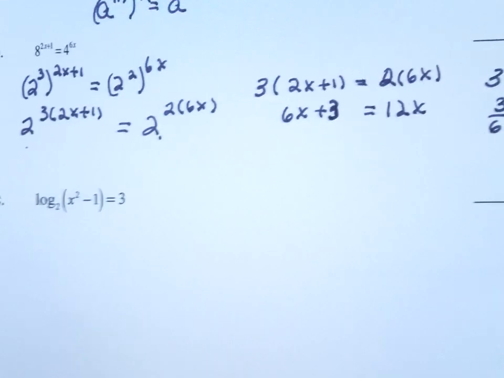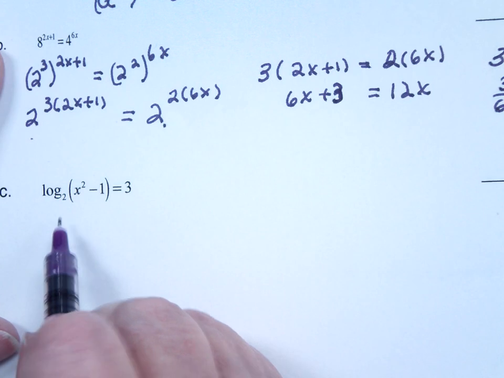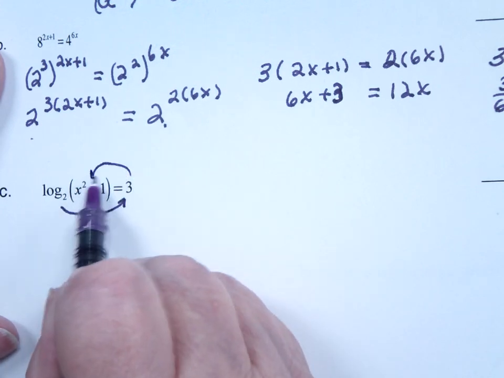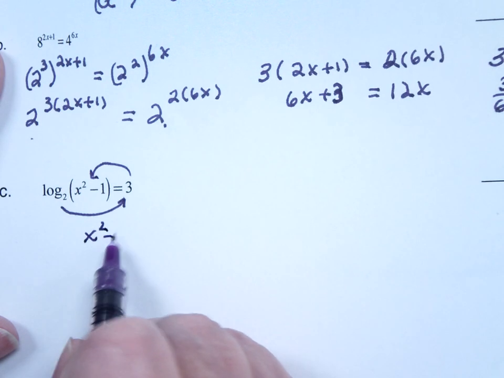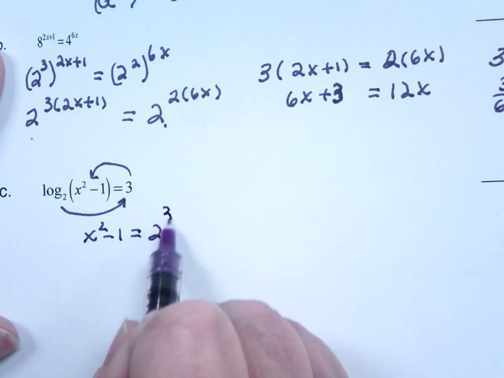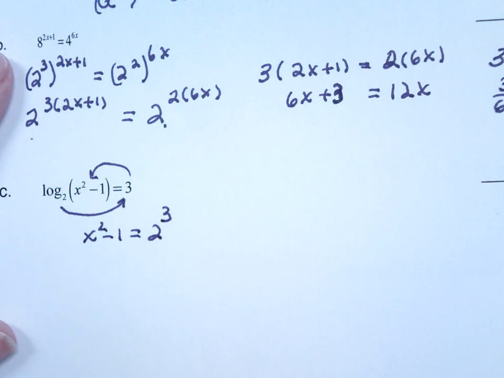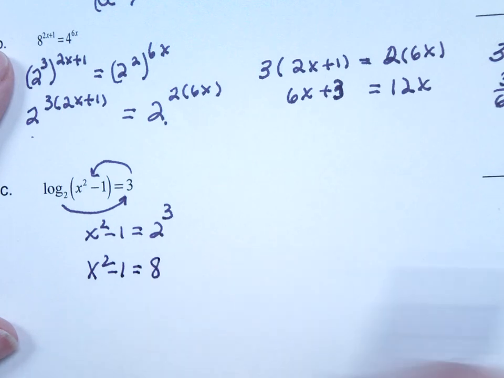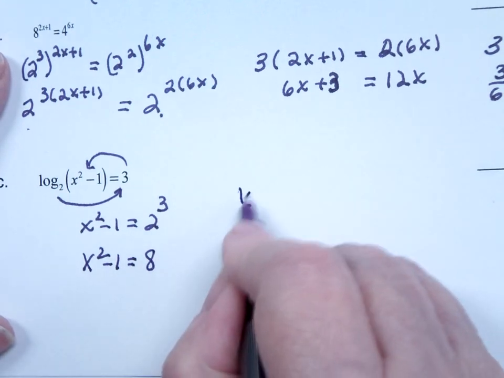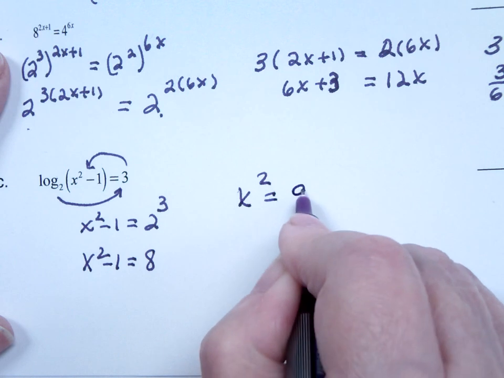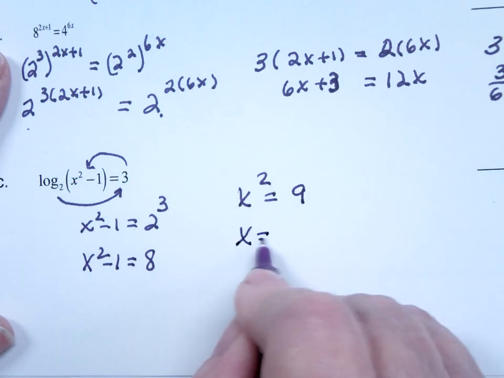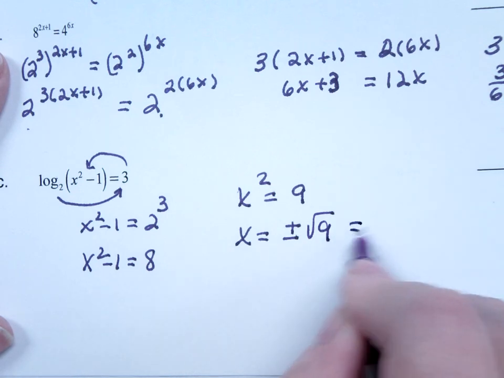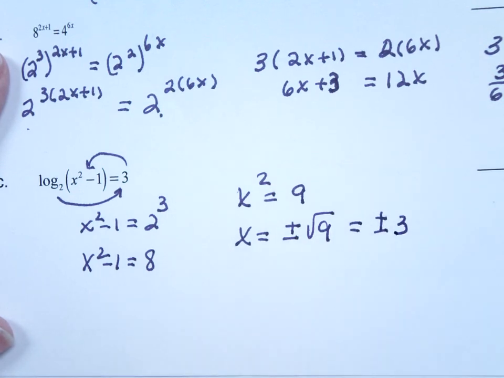Log equation. So this says that 2 to the 3 equals x squared minus 1. x squared minus 1 equals 8. x squared equals 9, or x is plus or minus the square root of 9, which is plus or minus 3.